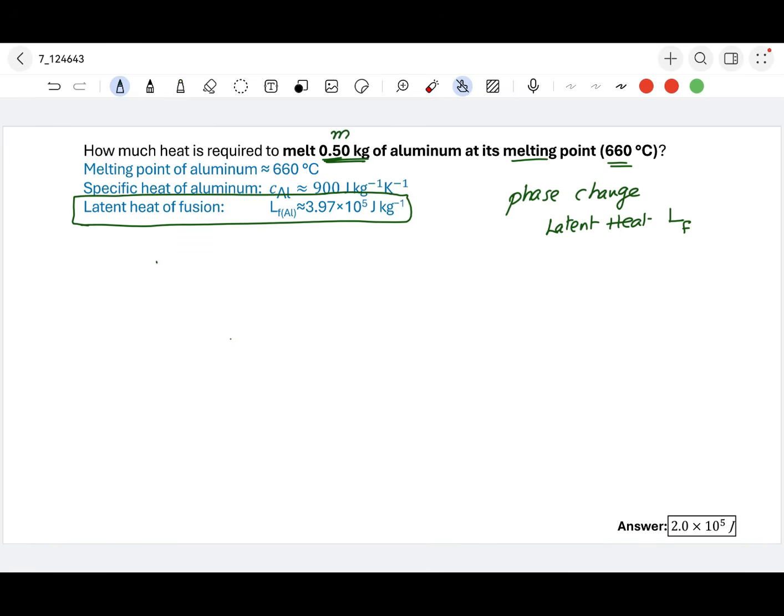How much heat energy means Q we have to find. Q equal to, the formula is ML. That's it. So M into LF. Mass is given 0.5. LF is 3.97 times 10 to the power of 5. So the answer is nearly 2 times 10 to the power of 5 joules.